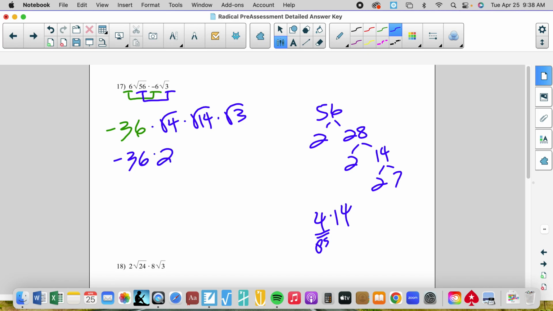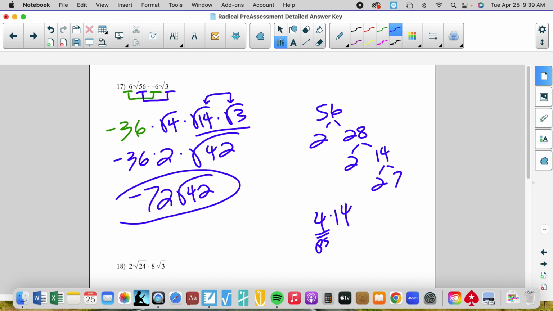Negative 36 times 2, and then we're going to multiply these two because they have no common factors that we can use to match up. So 14 times 3 is 42, rad 42. Yep. So 36 times 2 is 72, rad 42. Ooh, is that ugly?